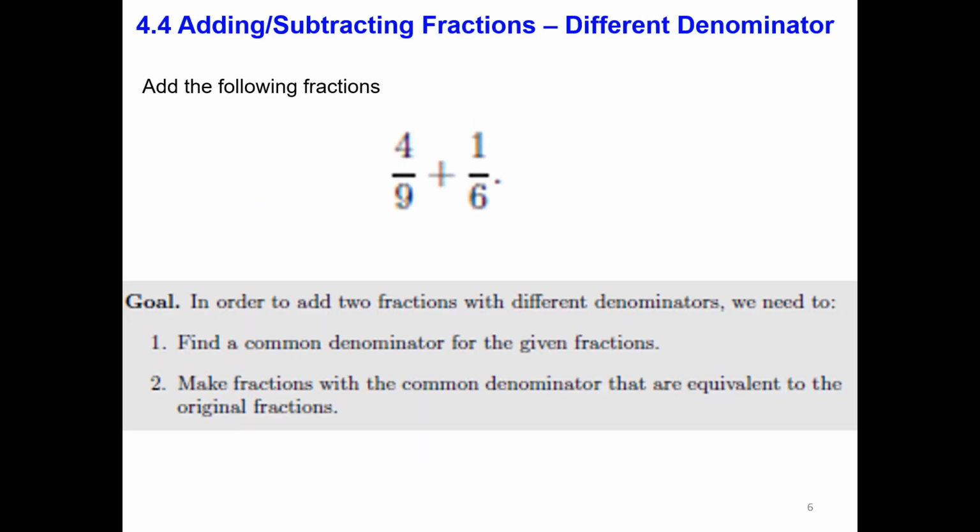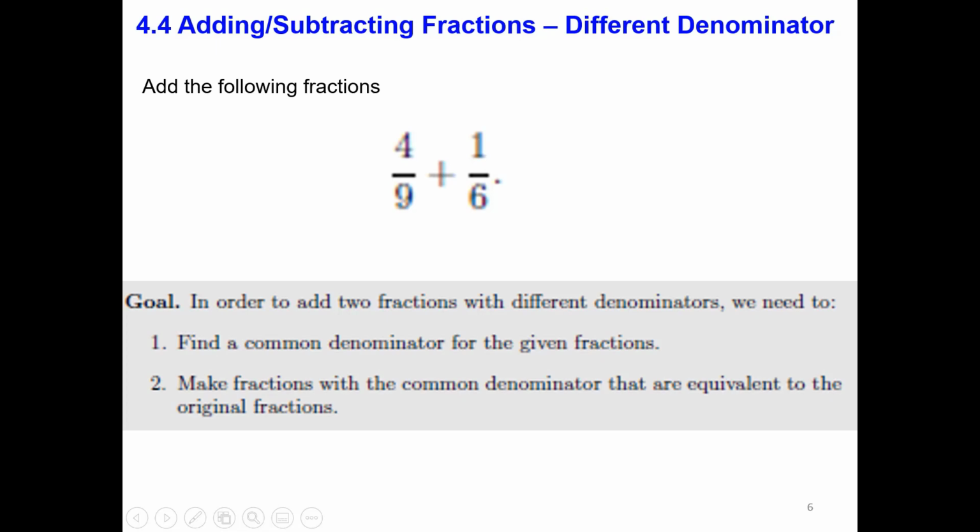Now we want to know how to add and subtract fractions if we had different denominators. For example, 4 over 5 plus 1 over 6. In this case, we can apply the same procedure we did in the previous slide, but with different denominators. If we want to add these fractions, first we need to find a common denominator for these fractions.